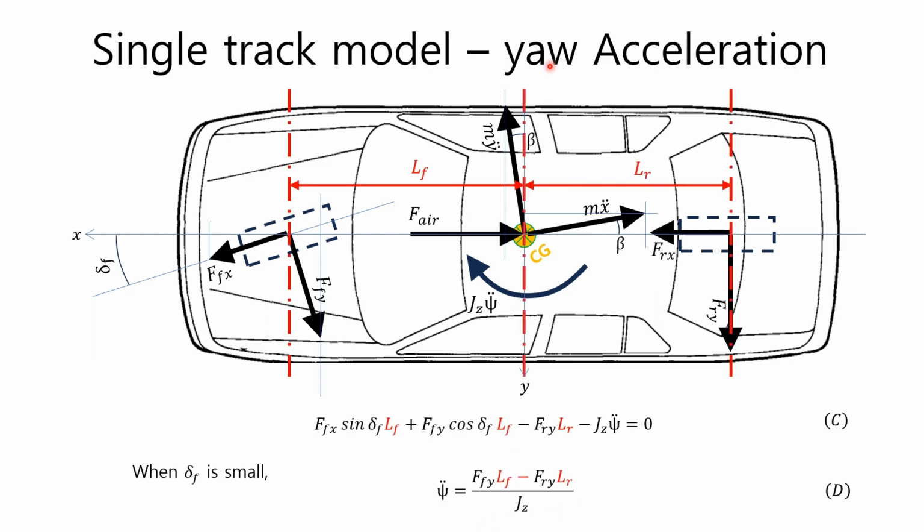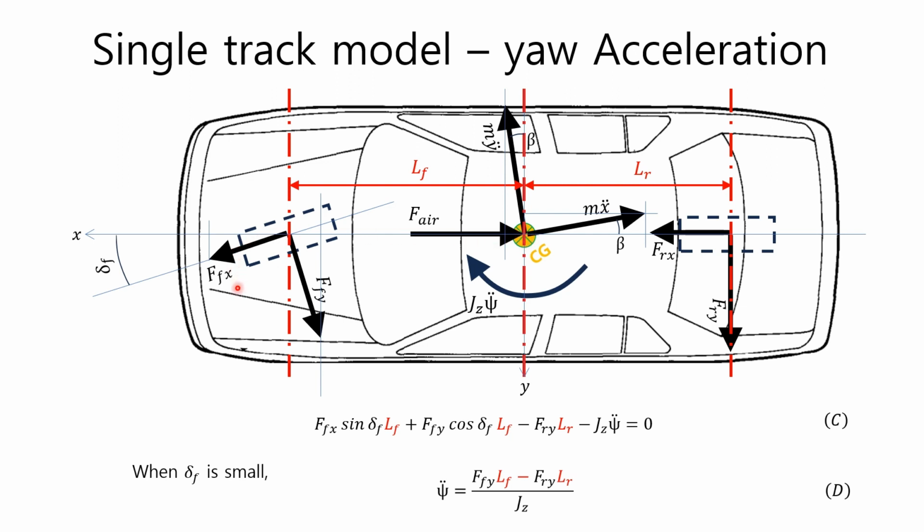Lastly, let's calculate the yaw acceleration by establishing the moment balance equation acting on the vehicle's center of gravity. Since the force passing through the center of gravity does not cause a moment about the center of gravity, FAir, m y double dot, and m x double dot are all excluded. FRX is also excluded because it passes through the center of gravity, and the vehicle longitudinal component of FFX is also excluded because it passes through the center of gravity. Let's set up the equilibrium equation with the remaining forces and moments.